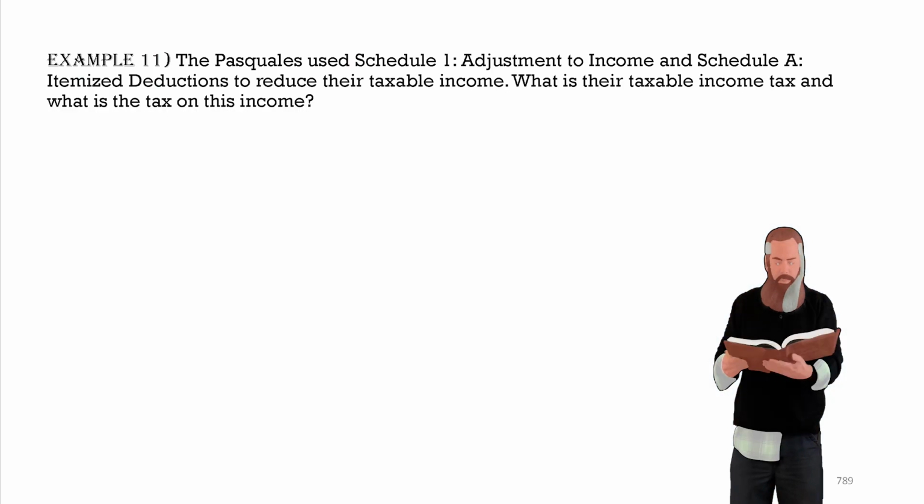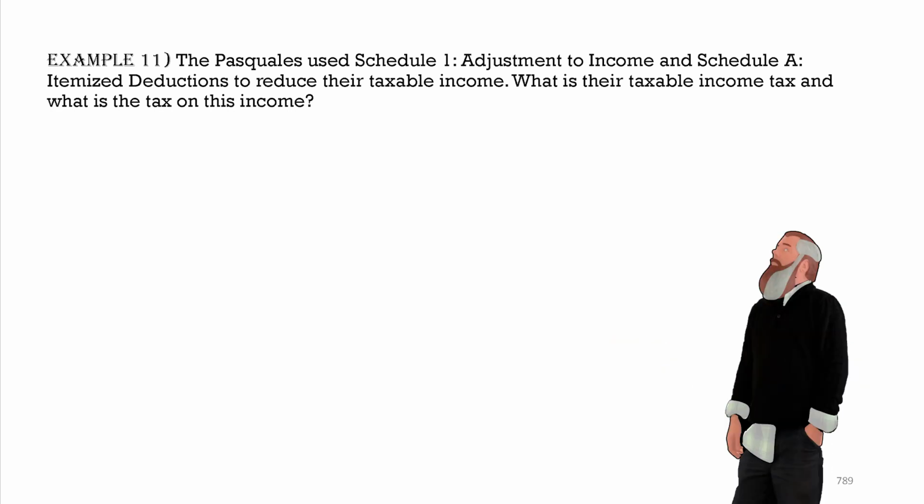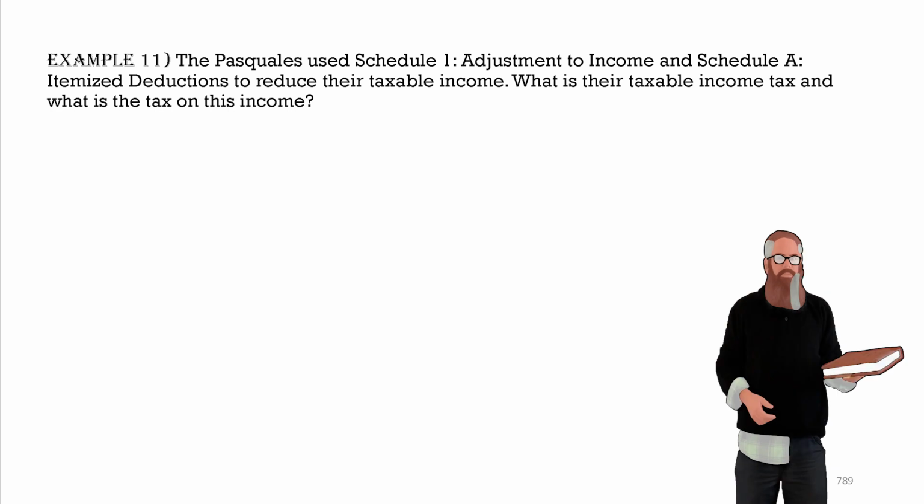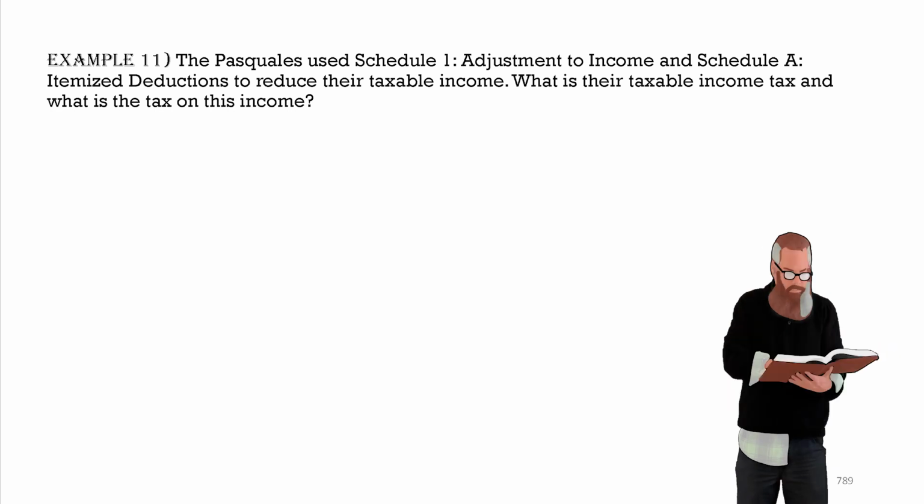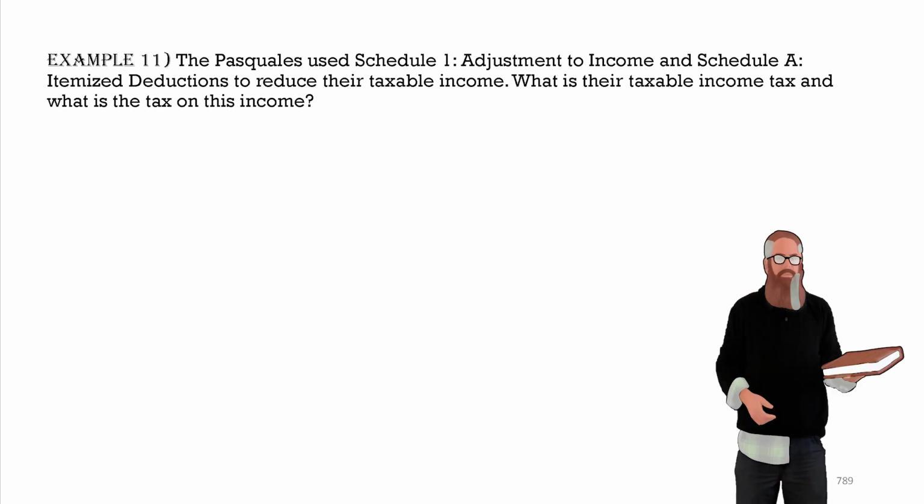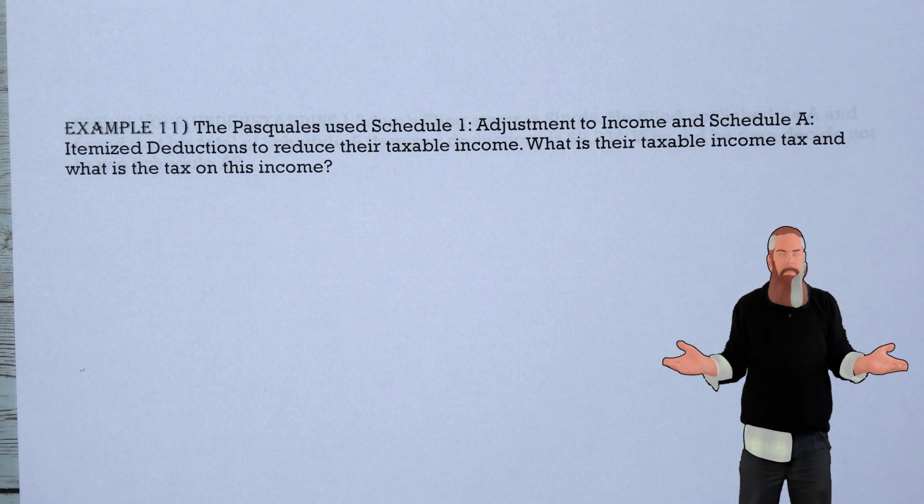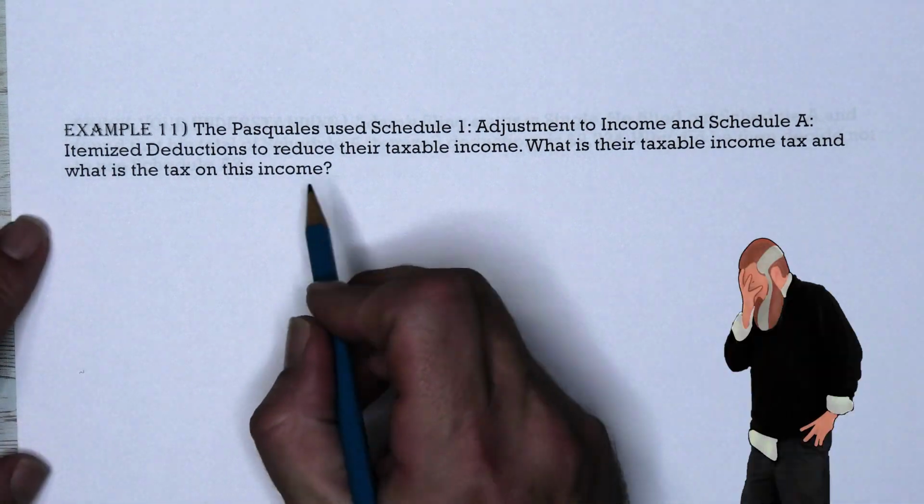The Pasquales used Schedule 1, adjustment to income, and Schedule A, itemized deductions, to reduce their taxable income. What is their taxable income, and what is the tax on their income? Look at line 11B on Form 1040. Subtract the itemized deductions to find the taxable income.